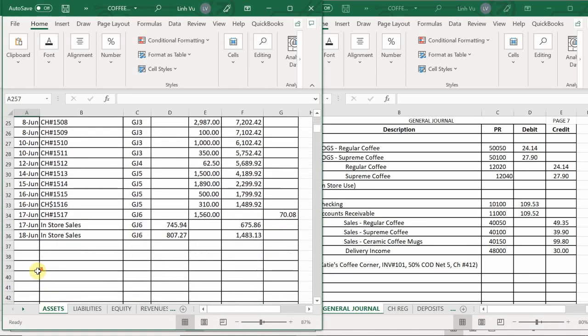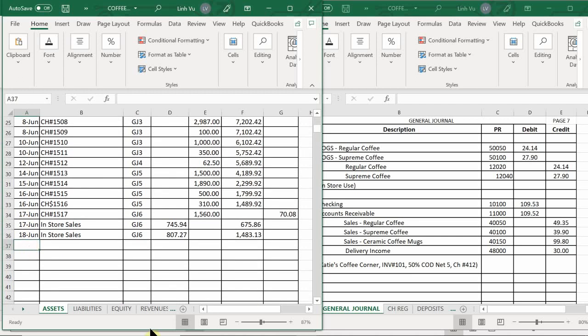Yep, so that's the checking. Okay. How much? 109.53. So we have a 1,592.66. Hold on. For 109.53, for a grand total of 1592.66. Good.